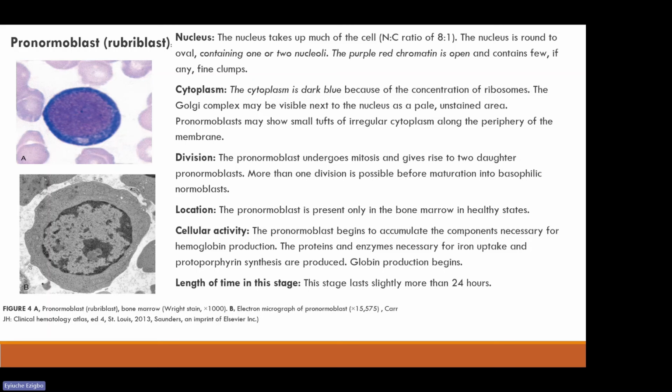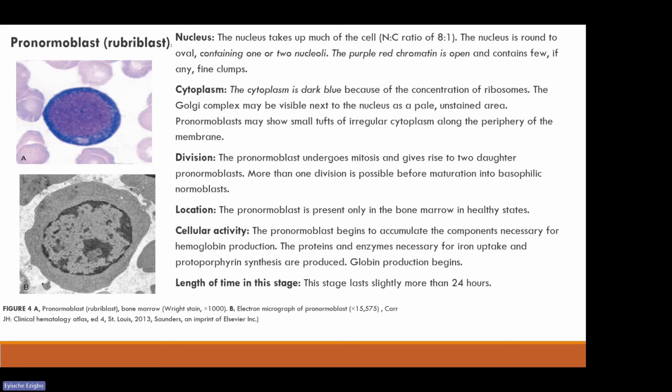What is the activity of these cells? The pronormoblast begins to accumulate the components necessary for hemoglobin production. The proteins and enzymes necessary for iron intake and protoporphyrin synthesis are produced. Globin production also begins at this stage. The length of time this stage can last is approximately 24 hours.